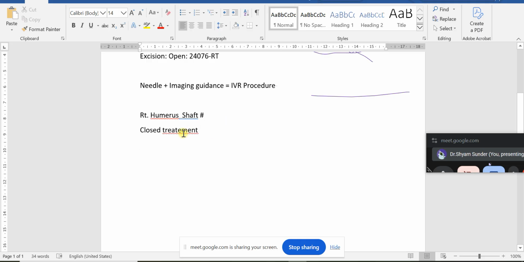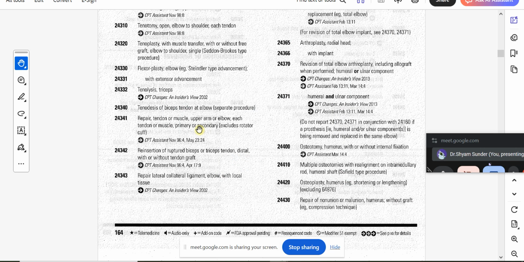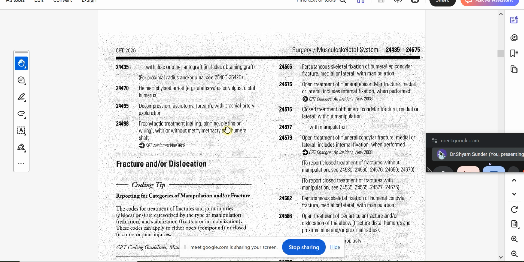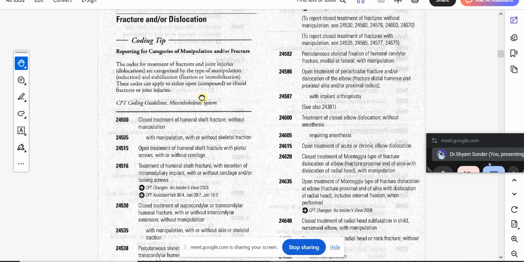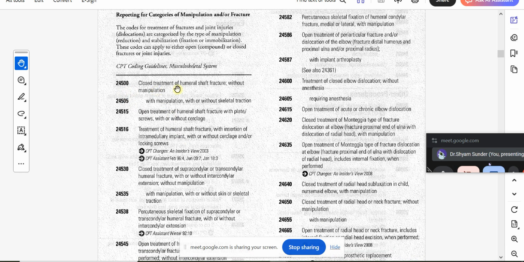Closed treatment can be done in two ways: without manipulation, with manipulation. So you're going to come across these two things. What is manipulation? Forcible movement. The surgeon will try to adjust the bone fragments in the humerus because the humerus is fractured. That is manipulation. So here in the arm region, fracture and dislocation, the very first code, 24500, closed treatment of humeral shaft fracture without manipulation, and 24505 with manipulation.